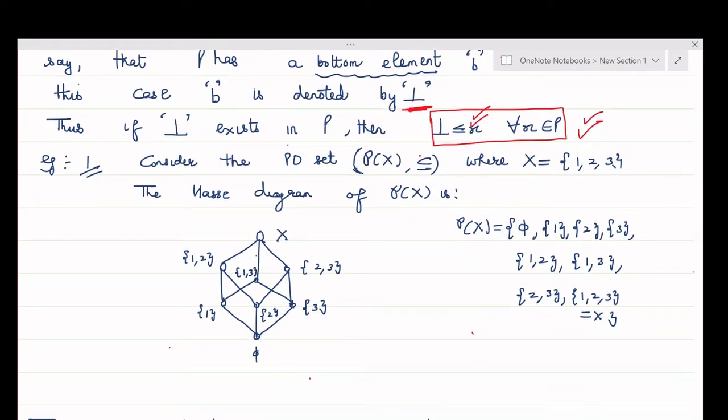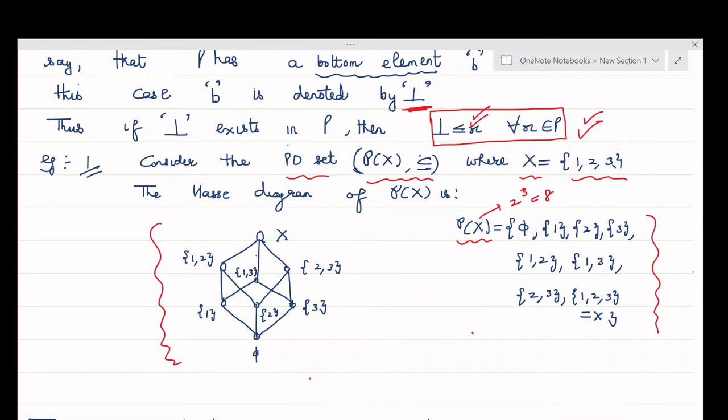As we did in the case of the top element, now consider the PO set power set of X with respect to the inclusion relation. We considered this PO set when we were discussing the top element. We know it is a PO set where capital X is any set. In particular, capital X has been taken as {1, 2, 3}, and we have already seen that the power set of X, which is the set of all subsets of X, has 2^3 elements, which is 8 elements, and these 8 elements have been listed. The Hasse diagram for the power set of X has been drawn over here.